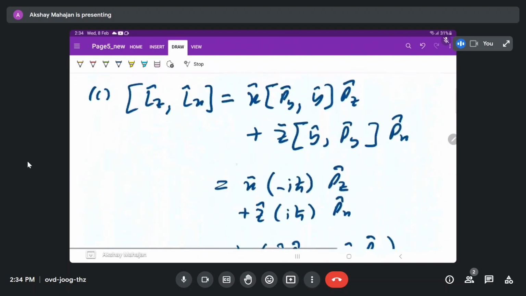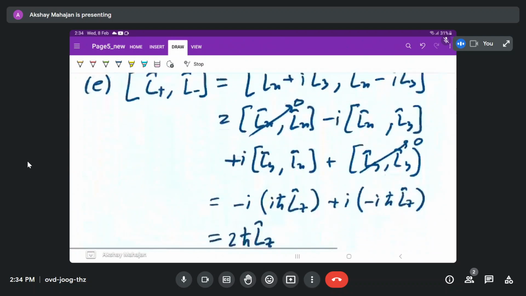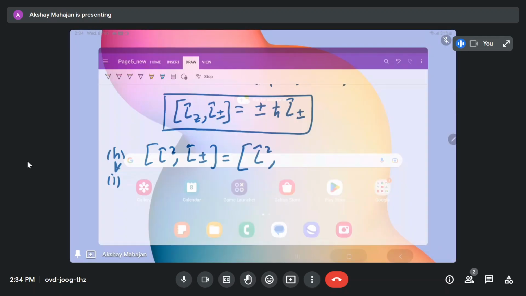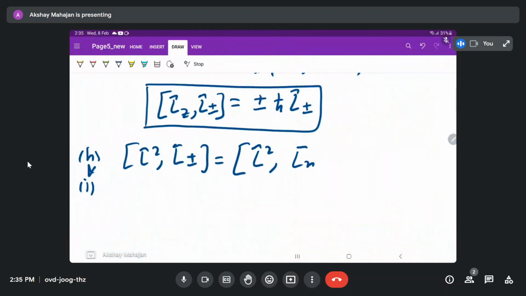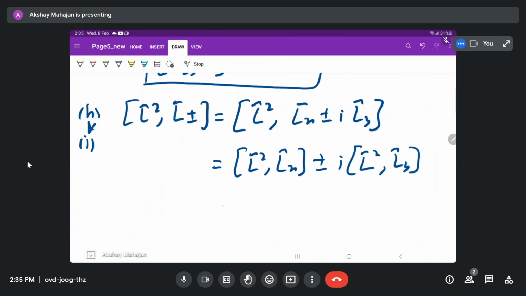Right, and our last two commutation relations, H and I, are also very easy, and we just have to add plus minus. So again, I will open it like we have proved already. This will be Lx cap plus minus iota Ly cap, right? So this will be L cap square comma Lx cap plus minus iota L cap square comma Ly cap, and we have proved that L cap square commutes with Lx and L cap square commutes with Ly. So both are 0, so we are going to get 0. So L cap square also commutes with these step up, step down, ladder operators.